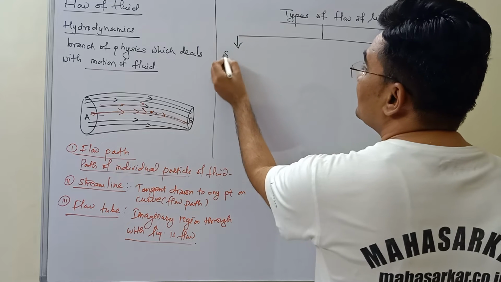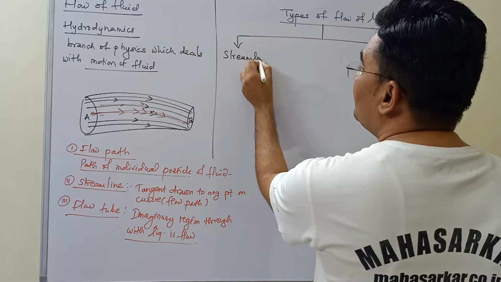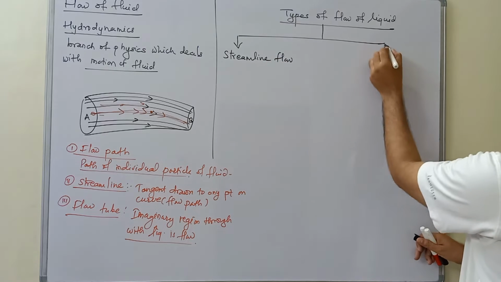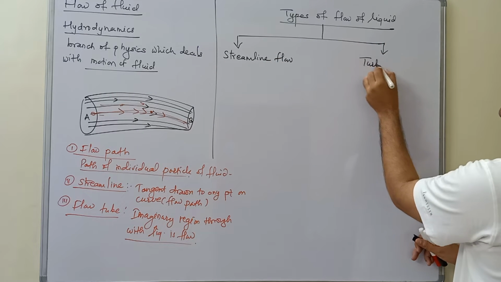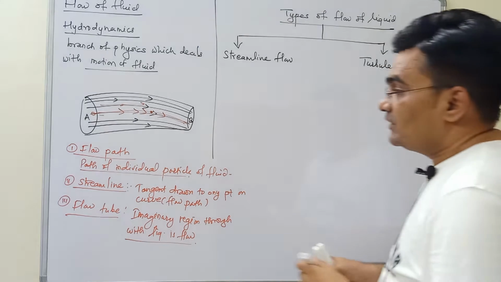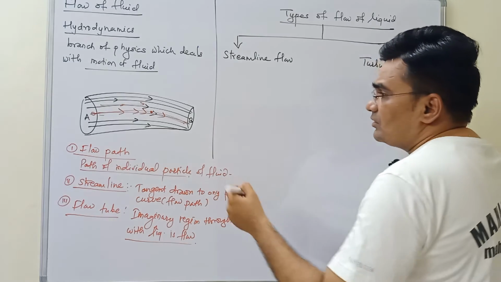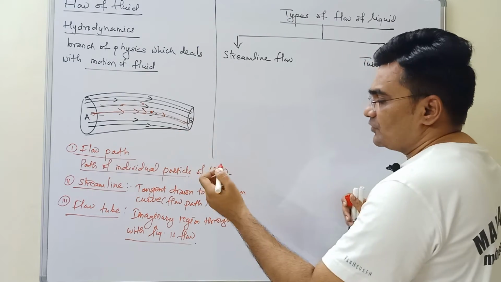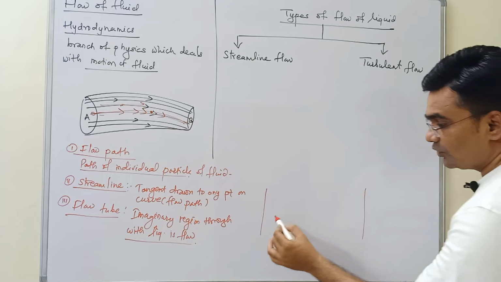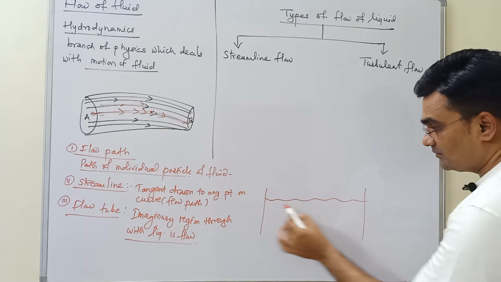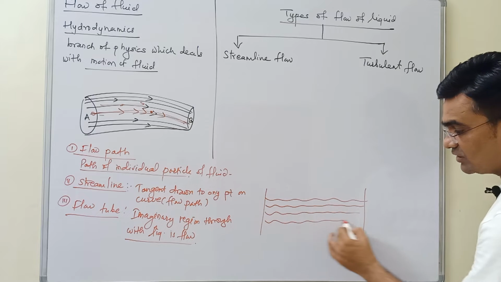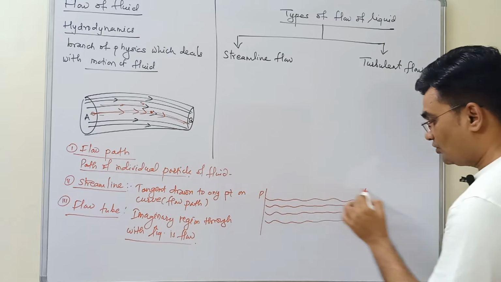The first is streamline flow, and the second is turbulent flow. Streamline flow and turbulent flow. Just imagine I have a very wide surface, like suppose I am having river water flowing from this end to this end like this. Okay, this is river water flowing from point P to point Q.